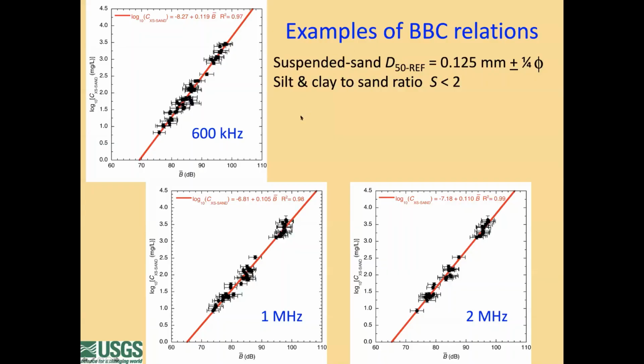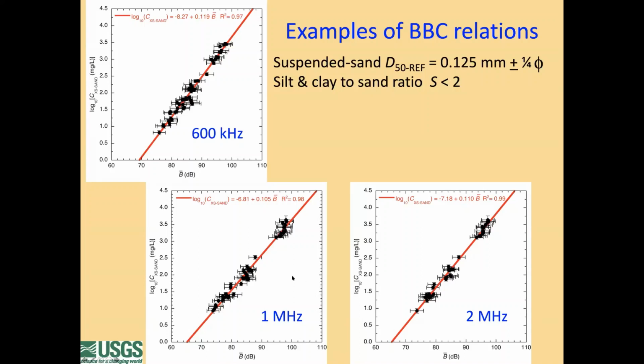When you do that, you get relations like this. This is the log of the sand concentration, and this is the beam average backscatter at these 3 frequencies. These are all for a very tight grain size distribution of sand at 0.125 millimeters for a D50, with very little silt and clay in suspension for these conditions. When you have almost no silt and clay, which here means less than twice as much silt and clay as sand, you get quite nice relations. These are what we call our base backscatter calibration relations.